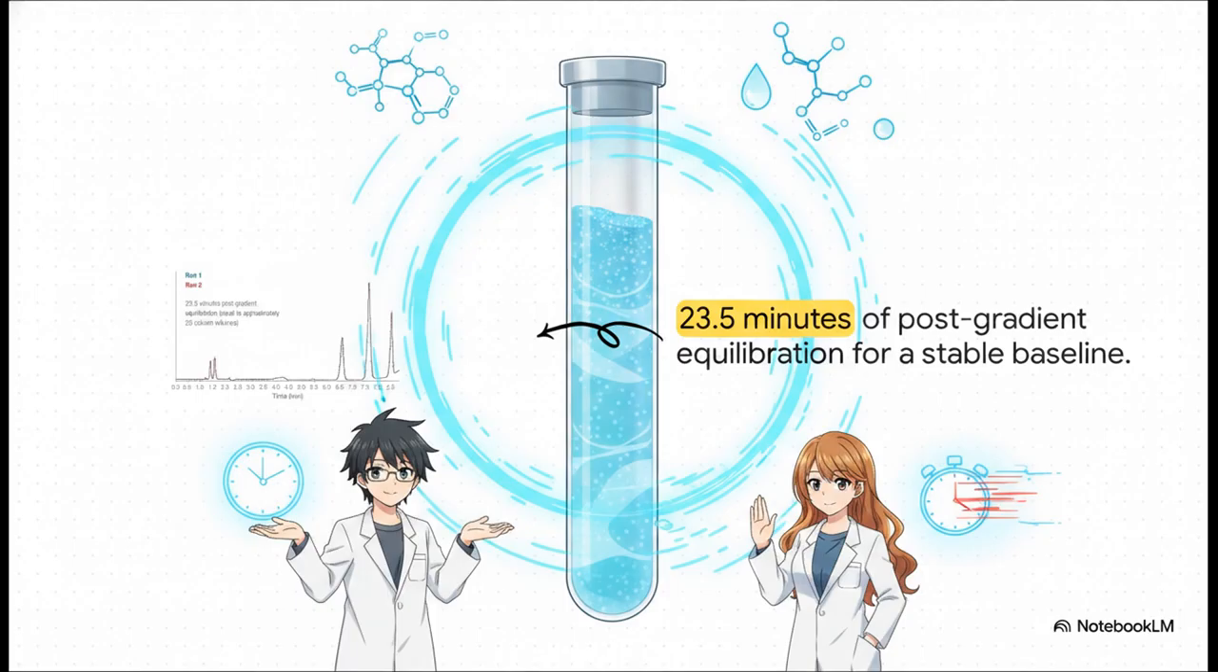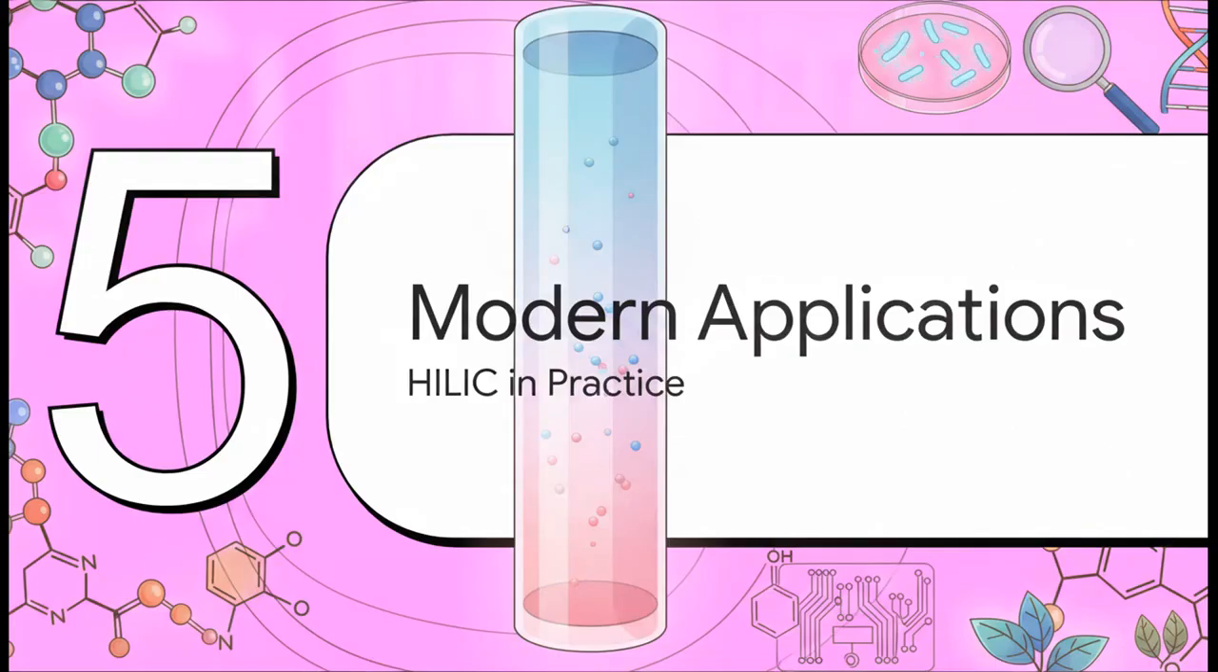To get a truly stable baseline after running a gradient, you might have to wait up to 23.5 minutes. That's like 20 column volumes of post-gradient equilibration. Because that semi-immobilized water layer takes a surprisingly long time to reestablish itself on the silica surface, you have to be patient. If you try to rush your next injection, your retention times are going to drift all over the place. All right, we've mastered the how and the why.